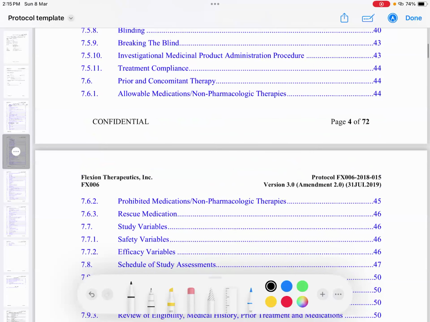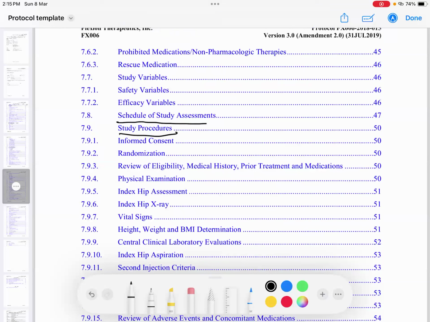Study procedure, schedule of study assessment. This will be very important, on which day the patient will be visiting the clinic. Very important for you. The whole idea of a study you can take from this section.